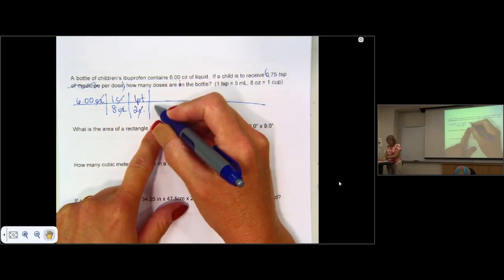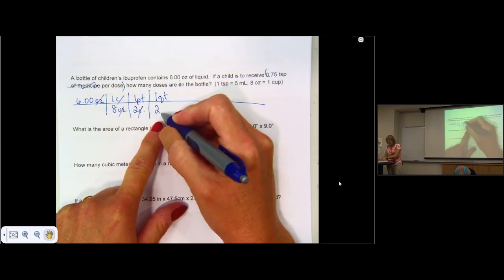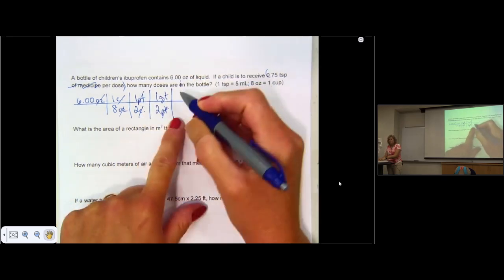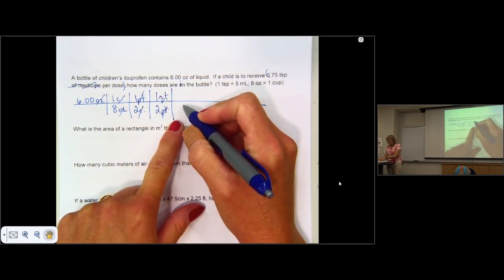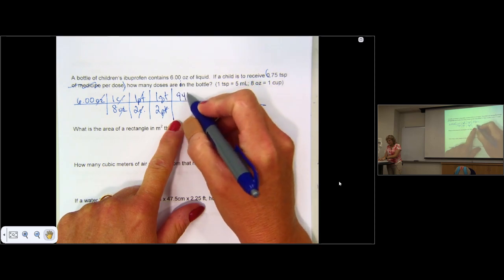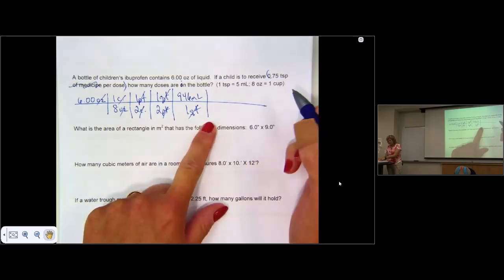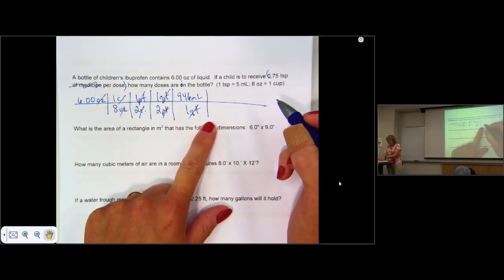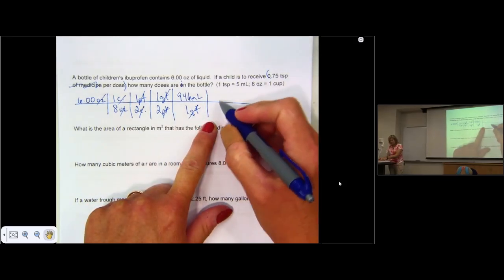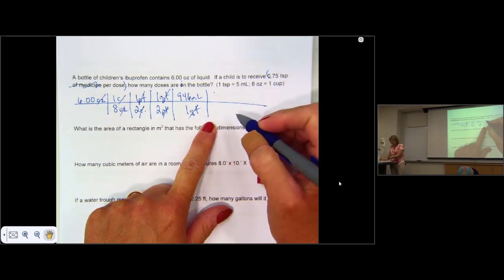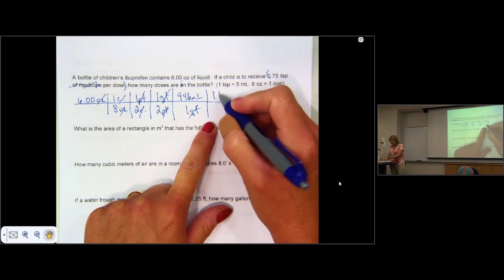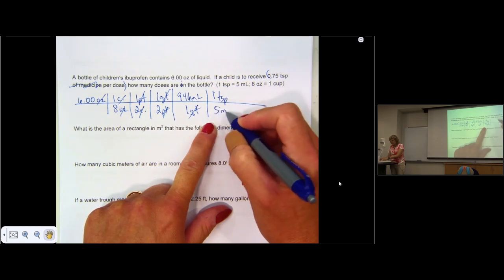1 quart is 2 pints. Pints cancel, then what? 946 milliliters in 1 quart. Quarts cancel. Now what? So where does the 1 teaspoon go? On top. So 1 teaspoon on top, 5 milliliters on bottom.